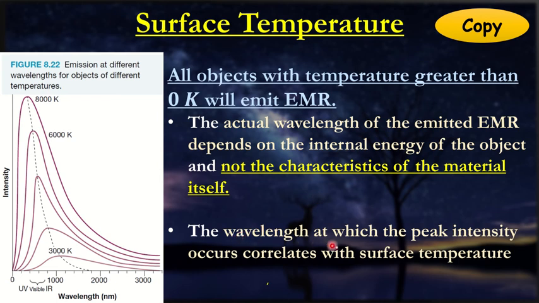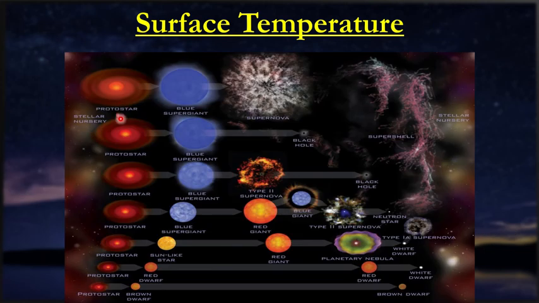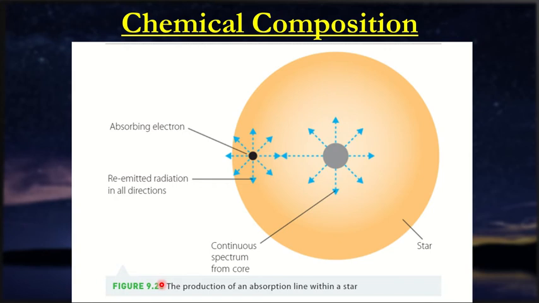And the wavelength at which the peak intensity occurs correlates with the surface temperature. So if we are a blue star, that correlates with the peak intensity that we see at 6,000 Kelvin or maybe 8,000 Kelvin. Okay, so that explains the different colors of the stars and why bigger stars are blue and being hotter, and then smaller stars being more the brown and the red.